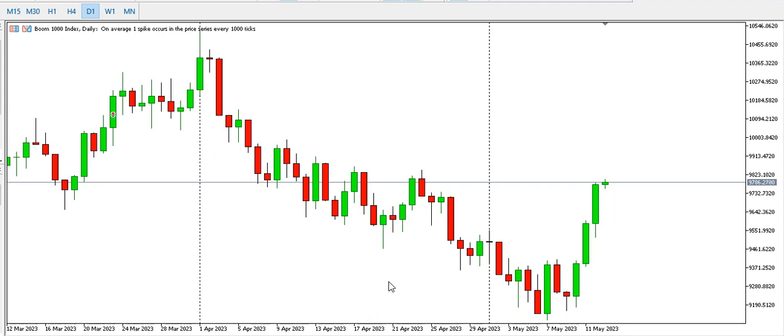Today we'll be looking at how we can scalp Boom and Crash index on the lower time frame. But before we do that, we are going to look at the higher time frames and see what has happened.